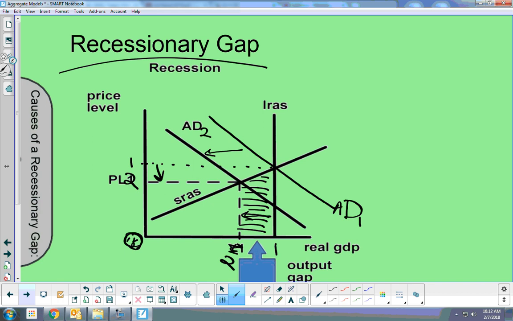What does the L stand for in long-run aggregate supply? Where are you looking? The vertical one. That's LRAS, for long-run aggregate supply.